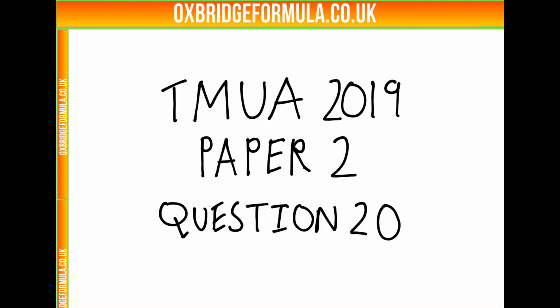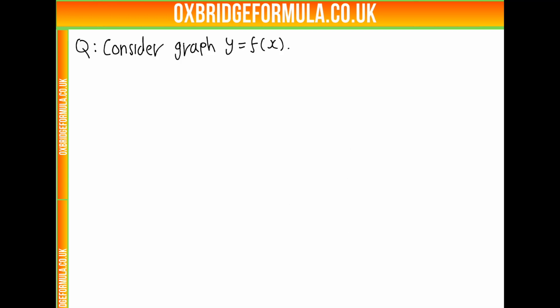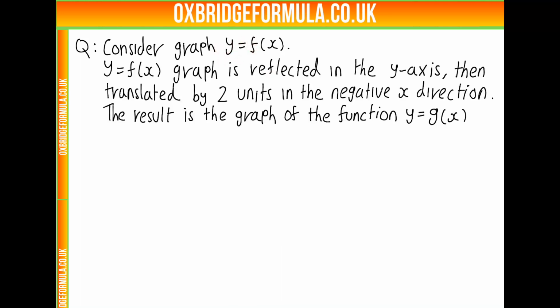This is the solution video for question 20 from paper 2 of the 2019 TMUA exam. This question asks us to consider a graph y equals f of x. Now, we're told that the y equals f of x graph is reflected in the y-axis, then it is translated by 2 units in the negative x direction, and the result is the graph of the function y equals g of x.